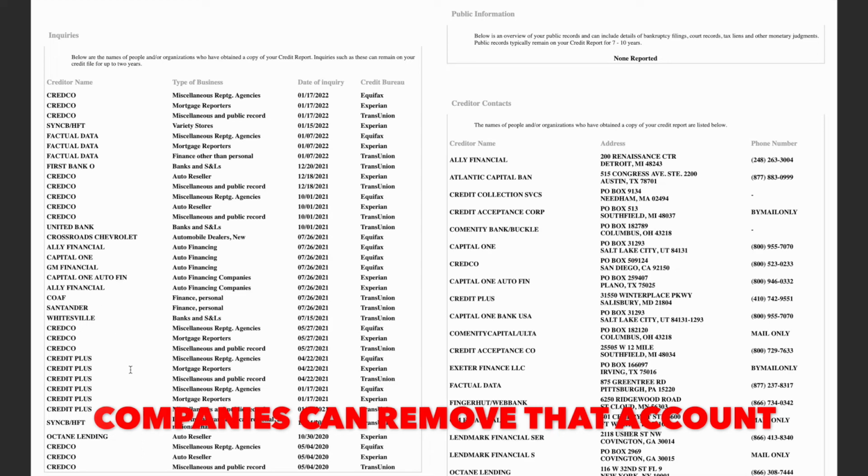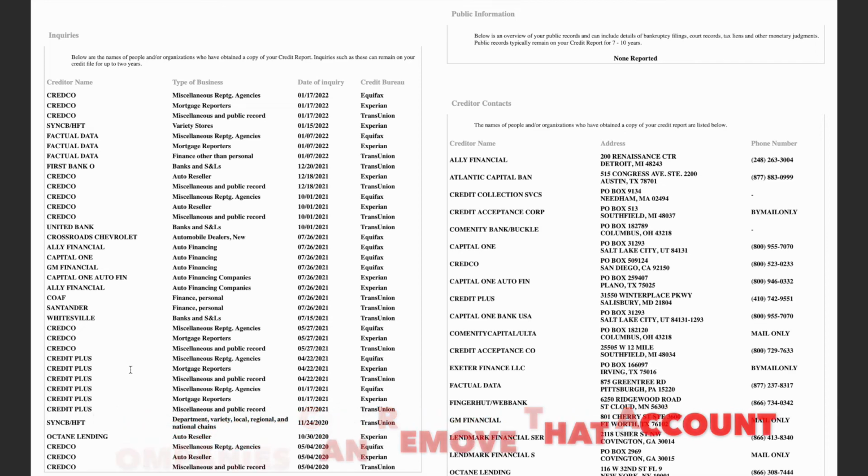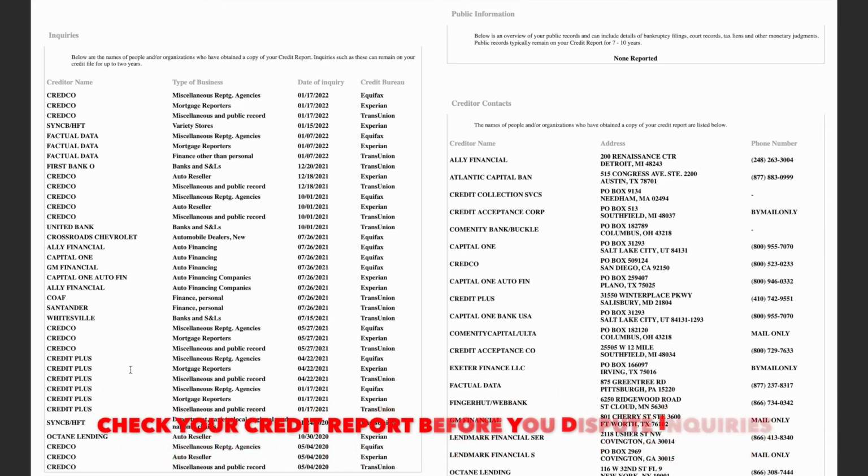So inquiries stay on your report for 2 years. They only make up 10% of your credit score, but you still want to keep your inquiries low. And if there are any inquiries on your report that aren't associated with any open accounts, you have a right to dispute them and tell them that this is unauthorized. This is a major play. So with Experian, you can call in. With Equifax and TransUnion, you can send in just a simple letter.